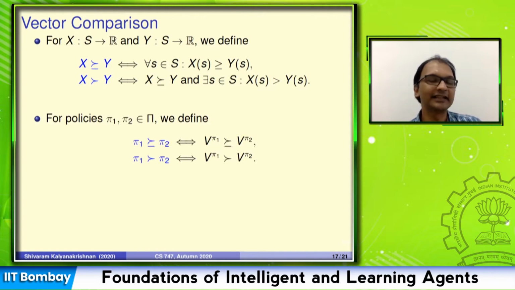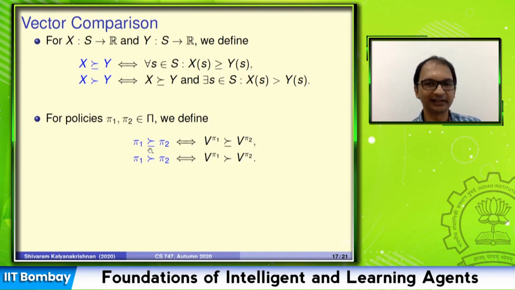If we have policies pi 1 and pi 2, sometimes we will overload this notation and say that pi 1 is greater than or equal to pi 2, or pi 1 is greater than pi 2. So when we do that, what we mean is that v pi 1 is greater than or equal to v pi 2, or v pi 1 is greater than v pi 2. So you evaluate the policies and you compare the resulting n-dimensional vectors. If they satisfy greater than or equal to or greater than, then we will say the same for the policies themselves.